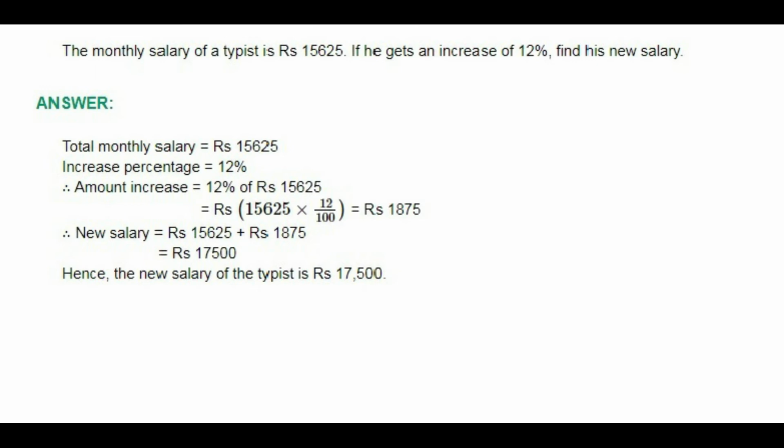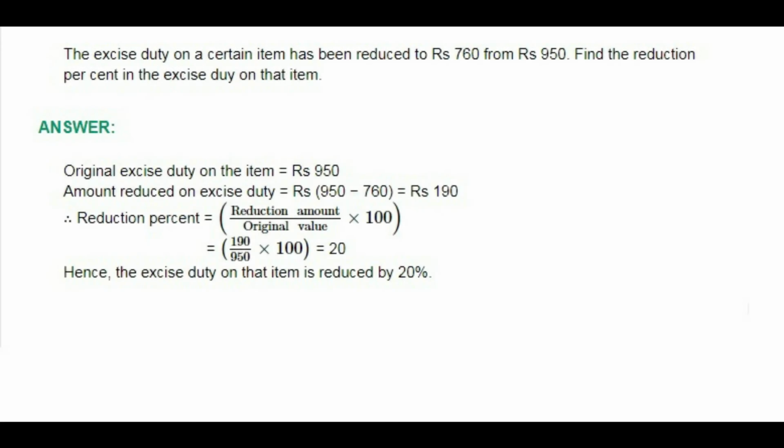To find the new salary, we have to add the amount which is increased to the total monthly salary. So the total monthly salary is 15,625, and the amount increased is 1875. So the total new salary is coming as 17,500.